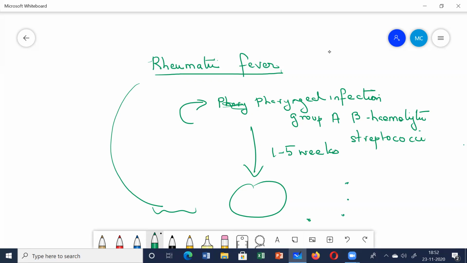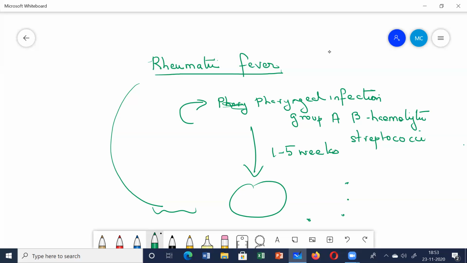Like it can be heart, cardiac muscles, the endocardium, pericardium. And the skin, it causes subcutaneous nodules, subcutaneous tissue. So how is this occurring? See, what is the etiology behind this is the pathogenesis of rheumatic fever.